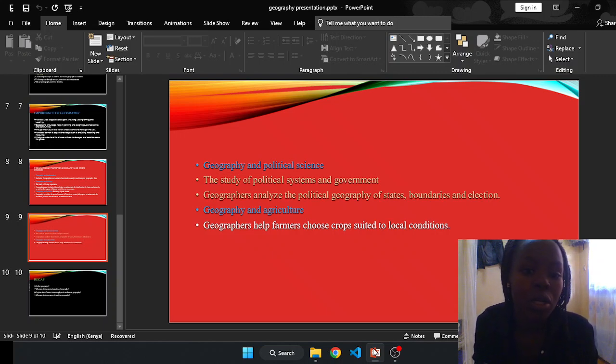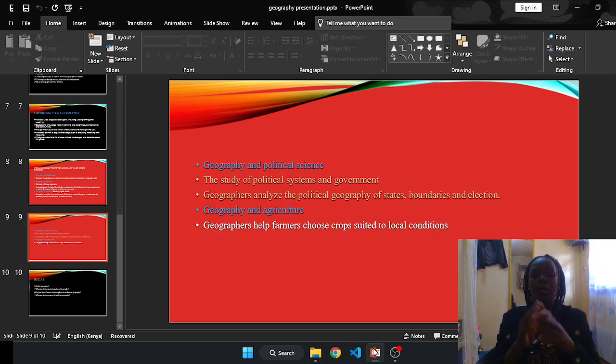Another relationship is geography and agriculture. How is this agriculture beneficial to geography? How does it relate to it? So you're going to look at this. First of all, what is agriculture? Agriculture is an art and science of crop and livestock production. So under this we have crop and livestock production. How does it relate with geography? So geographers help farmers choose crops suitable for location conditions.